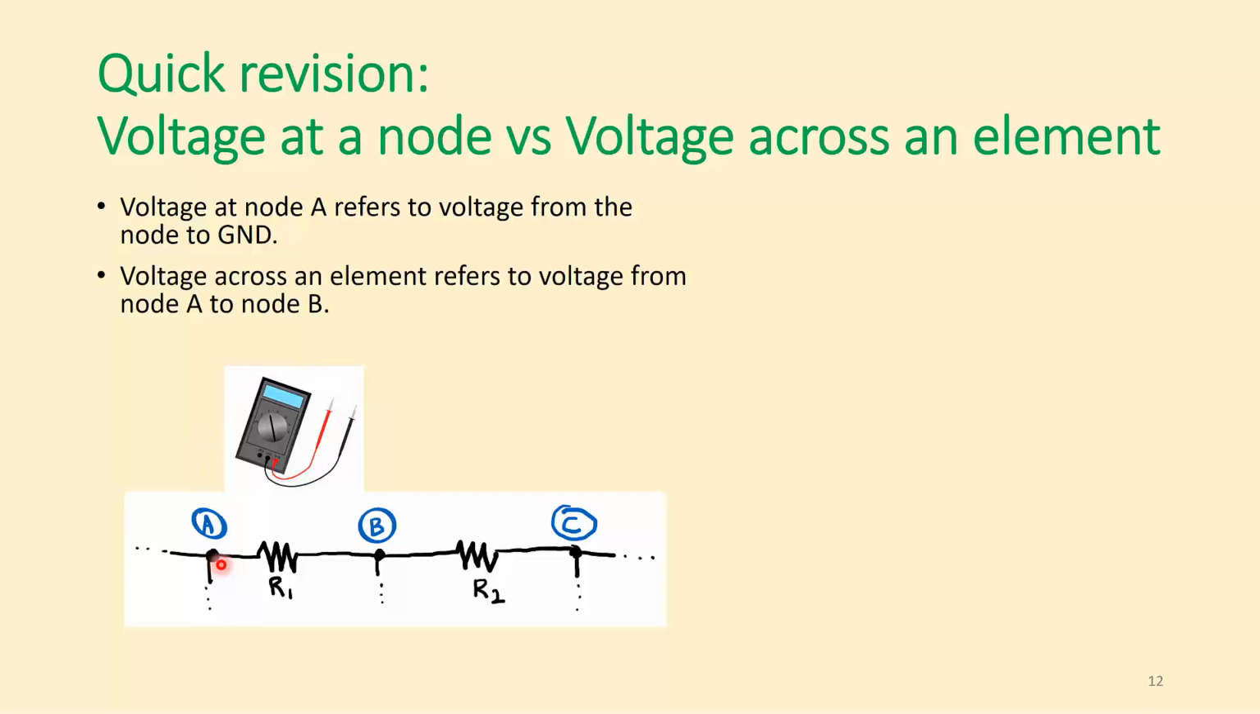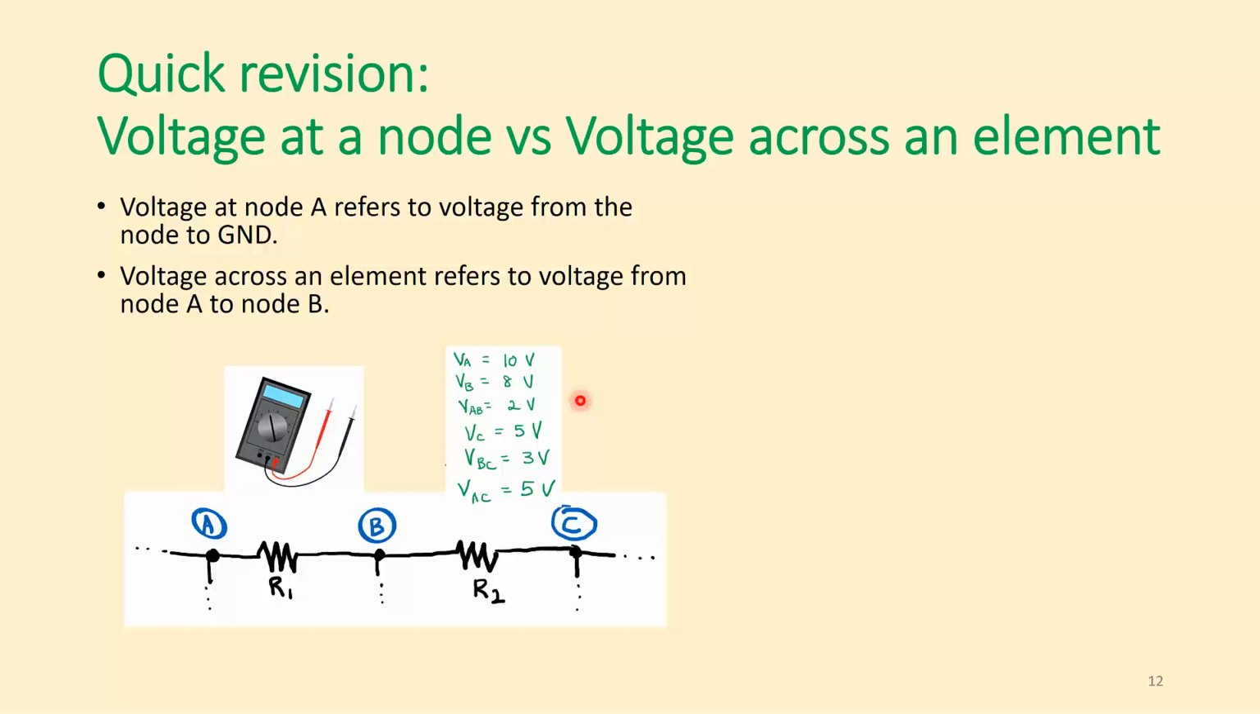But if I want the voltage across an element, which is the voltage across R1, that would refer to the voltage from node A to node B, like this. So the black terminal of the multimeter would go to node B. Let's say, just as an example and assumption, VA is 10 volts, and voltage at node B is 8 volts. The voltage between node A and node B, the voltage across R1, VAB, would be 10 minus 8, which gives 2 volts.